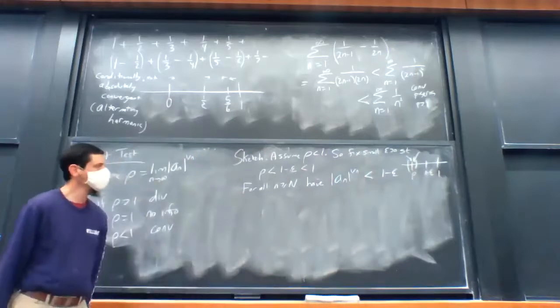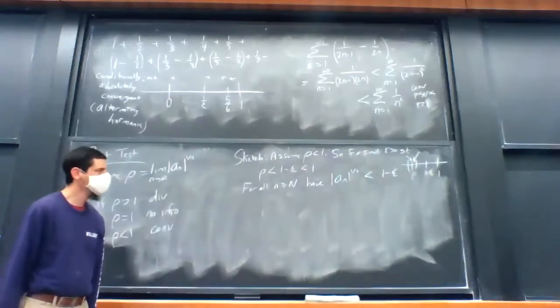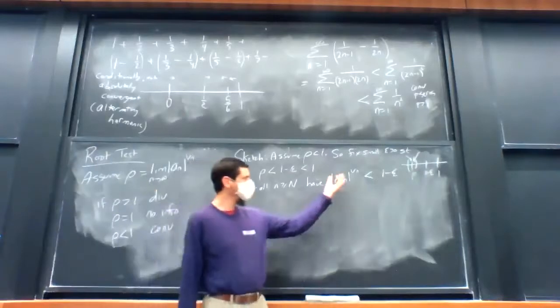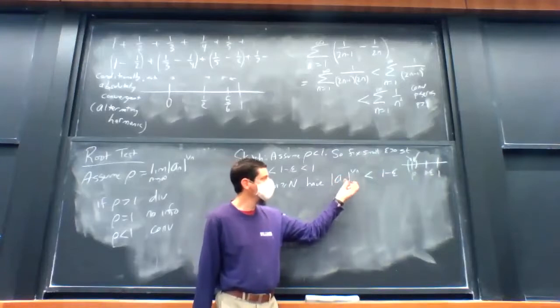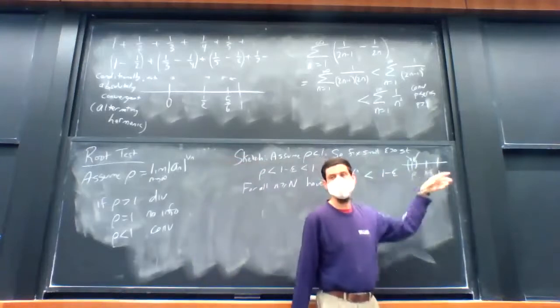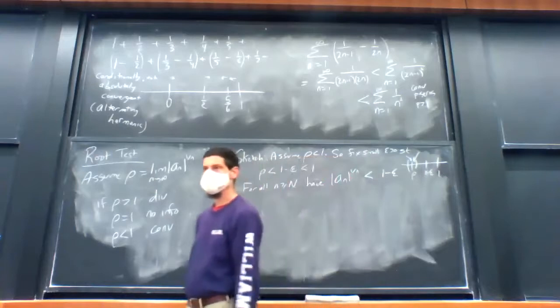And because the limit exists, then as n gets very, very, very large, this has to be very, very close to rho. Well, this is very, very close to rho. It's going to be less than 1 minus epsilon.